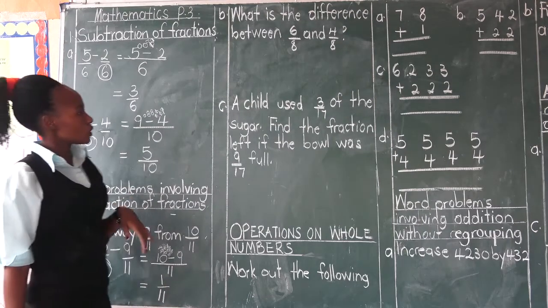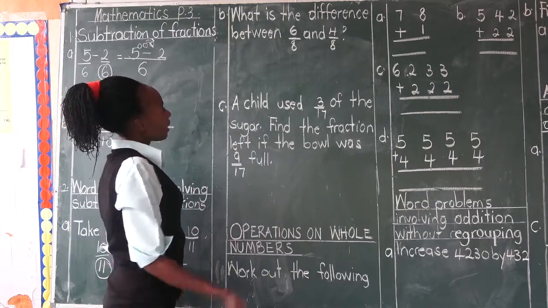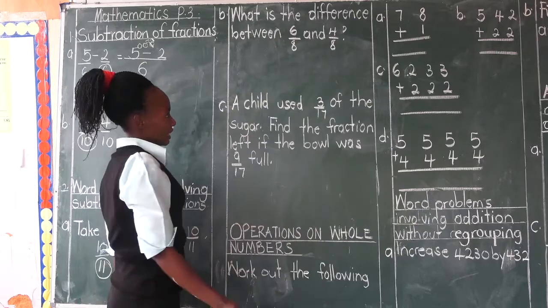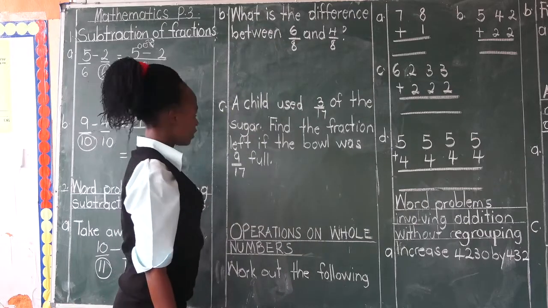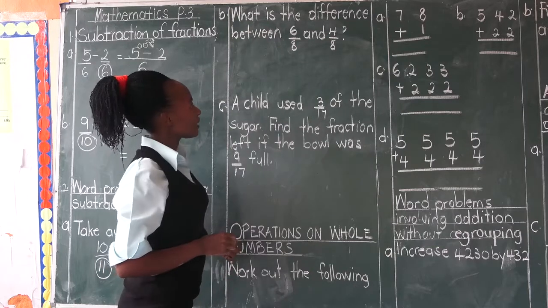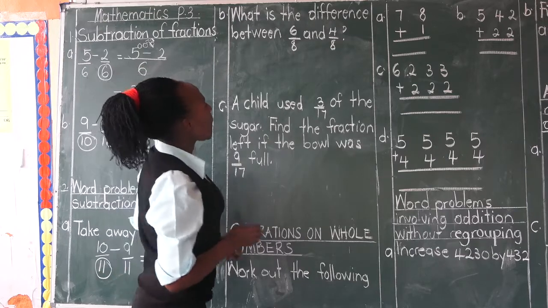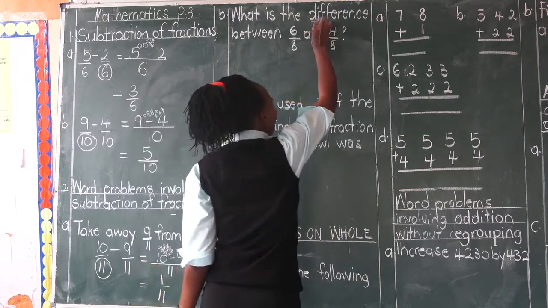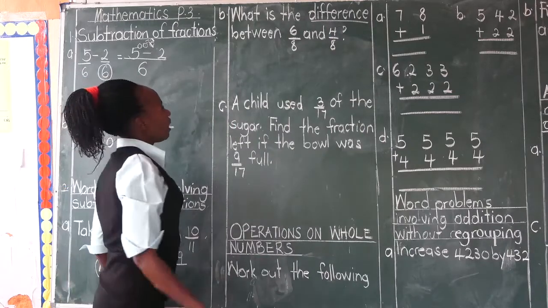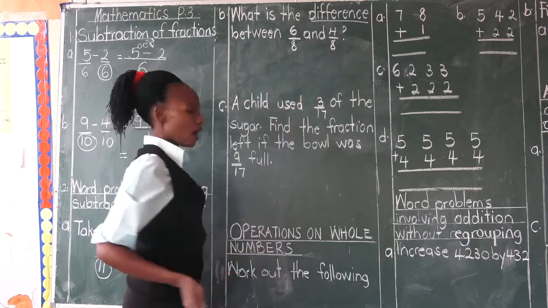Okay, let's look at another number still. Under subtraction of fractions, we have: what is the difference between 6 out of 8 and 4 out of 8? Now, we have to first look for the keyword. What is the keyword there? Okay, it is difference. That is our keyword.